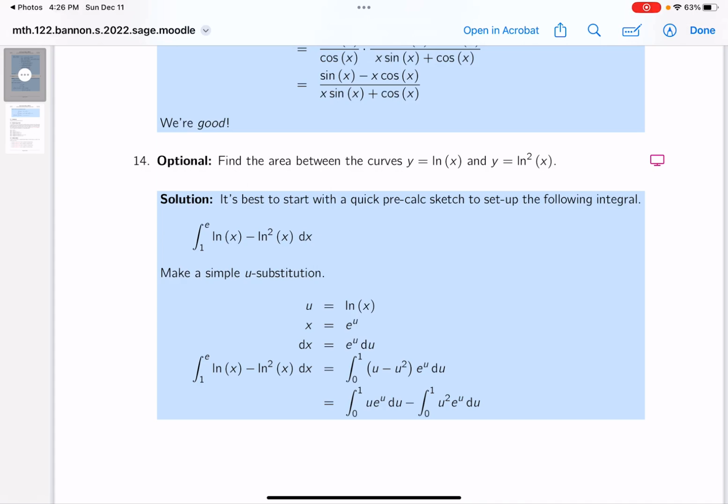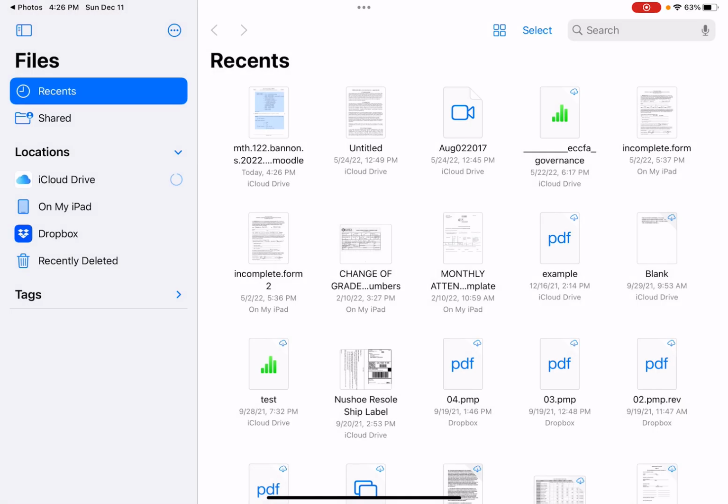Okay, find the area between the two curves. One is the natural log of x, the other one is the natural log of x quantity squared. First thing I do is graph it out.